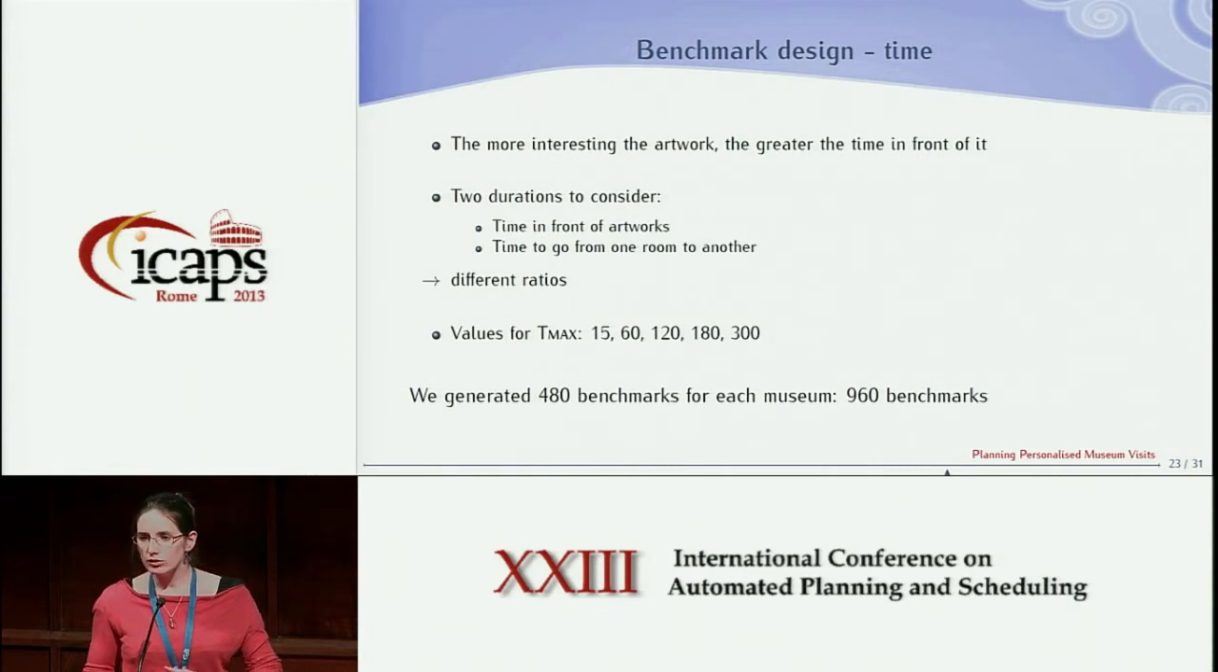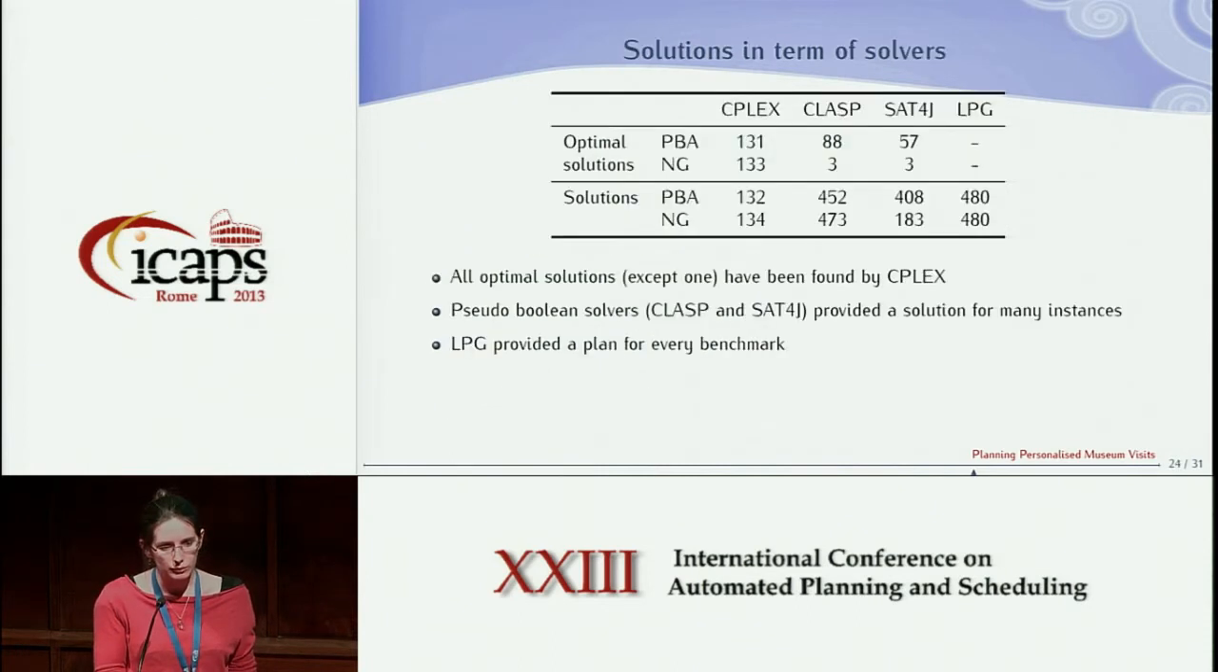Then we have two durations: the duration that the visitor needs to go from one room to another, and the time that the visitor needs to look at the artworks. We use different ratios between those two durations. Finally, we took different values for the maximum amount of time that the visitor wants to spend in the museum, going from 15 to 300 time units. This gives us 480 benchmarks for each museum, so with 2 museums that makes 960 benchmarks. Those benchmarks are available on the website, so you are free to download and use them if you want.